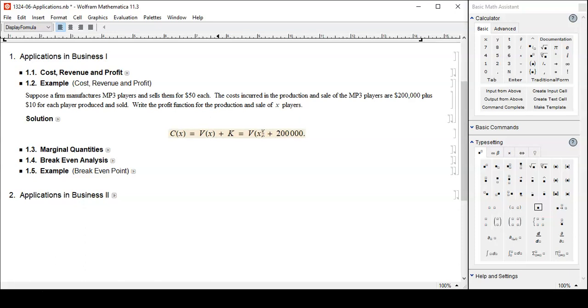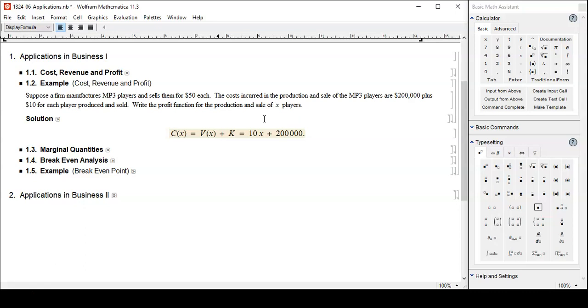Now, how about this variable cost? $10 per item, and we are producing X items. Oh, one more thing. Here in this problem, we're producing and selling all of those. So number of production and number of sale are the same.